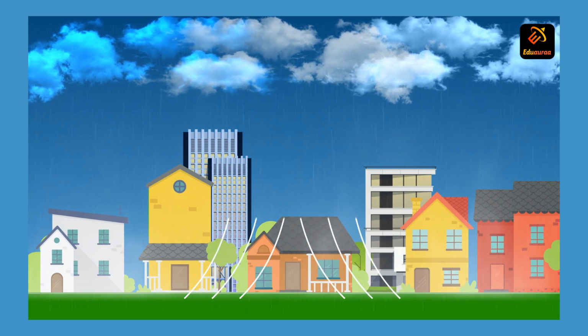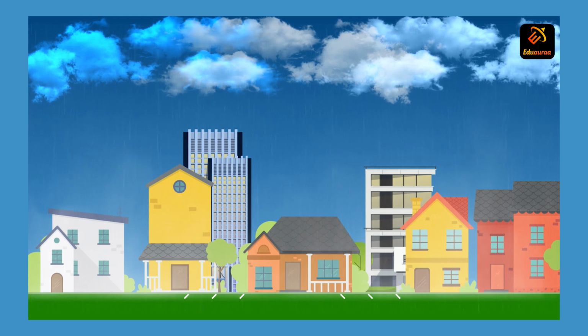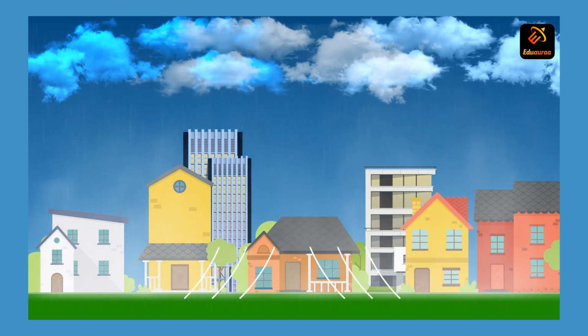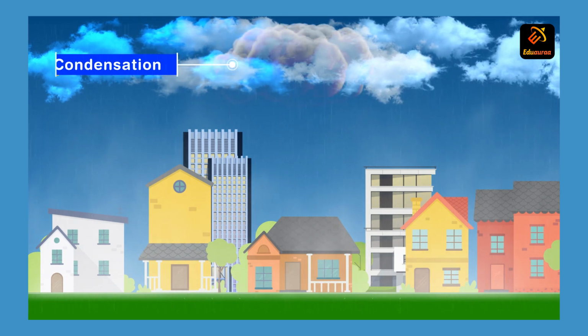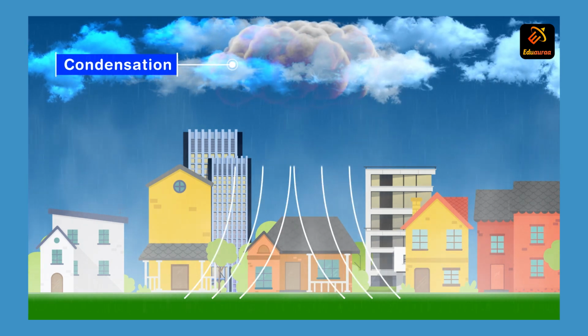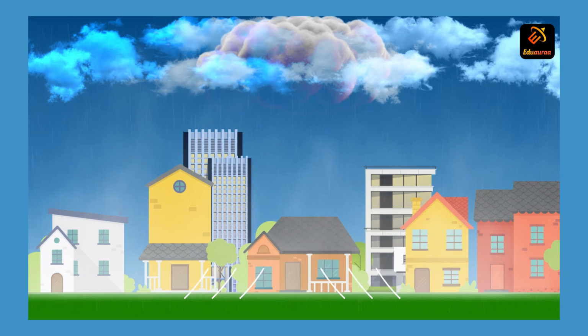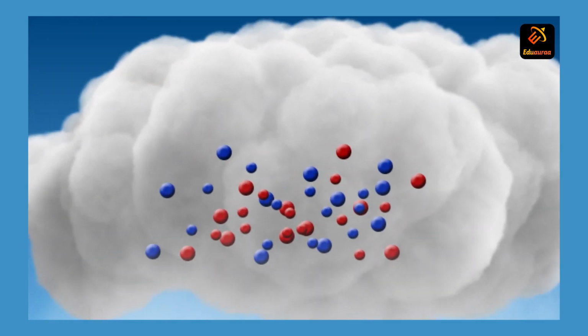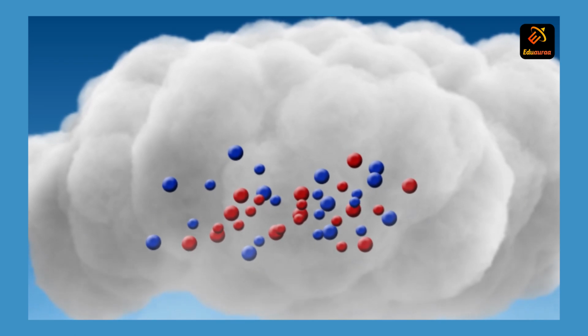When air rises, it takes water vapor along with it. When it reaches the sky, the water vapor cools down. This water vapor comes down in the form of droplets. There is some friction between the rising air and falling droplets. This friction causes the transfer of electrons.